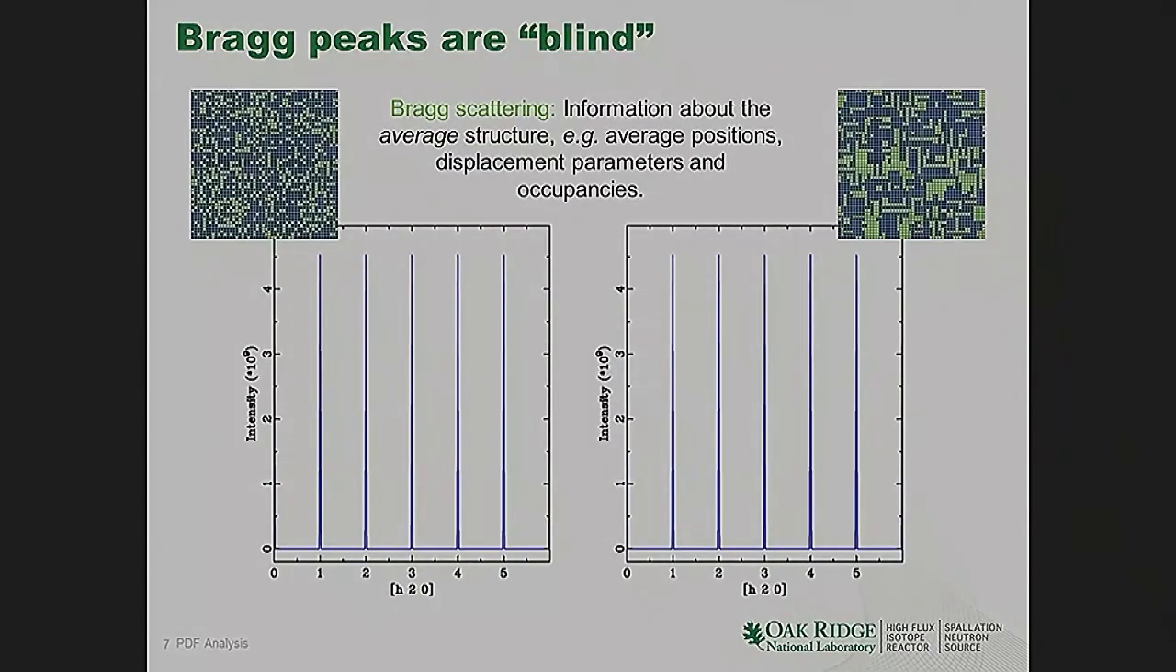So if you look at just the Bragg scattering from this material, so you look at all the HKL reflections possible, they look identical. And this is because in Bragg scattering, you have the information of averages: average positions, average displacement, there aren't any here, and occupancies, which are the same in those 2 pictures.